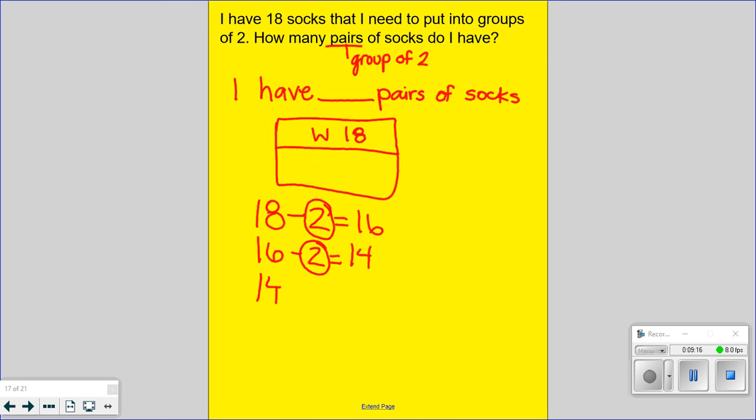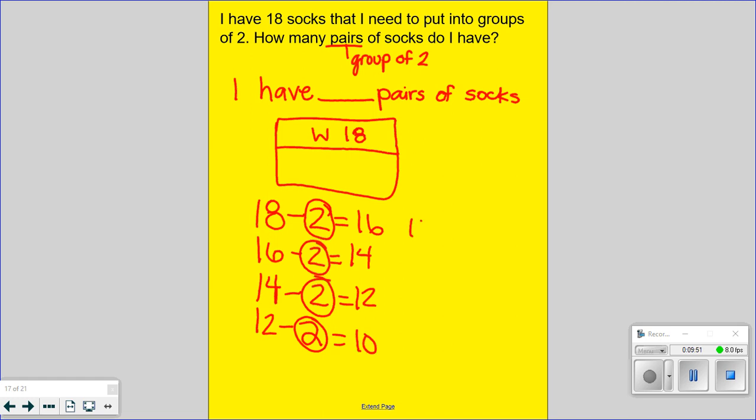Now I got to start with 14. So that's all I got. I'm going to make another pair of 2. How many socks do I have now? Colby? 12. Can I keep going? Yeah, let's keep going. I got 12. I'm going to make another group of 2. How many socks do I have now? Let's see. 10. Can I keep going?